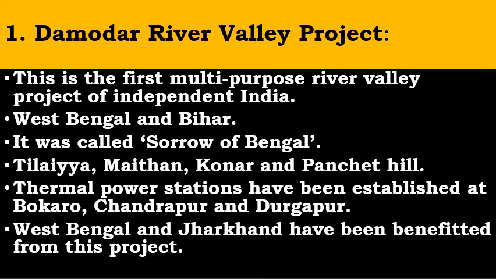Damodar River Valley Project. This is the first multi-purpose river valley project of independent India. This is a joint venture of West Bengal and Bihar. Earlier, River Damodar was called Sorrow of Bengal, but today, big dams have been constructed across its tributaries at Tilaiya, Maithon, Konar, and Panchet Hills. Thermal power stations are also built at Bokaro, Chandrapura, and Durgapur. West Bengal and Jharkhand have been benefited from this project.